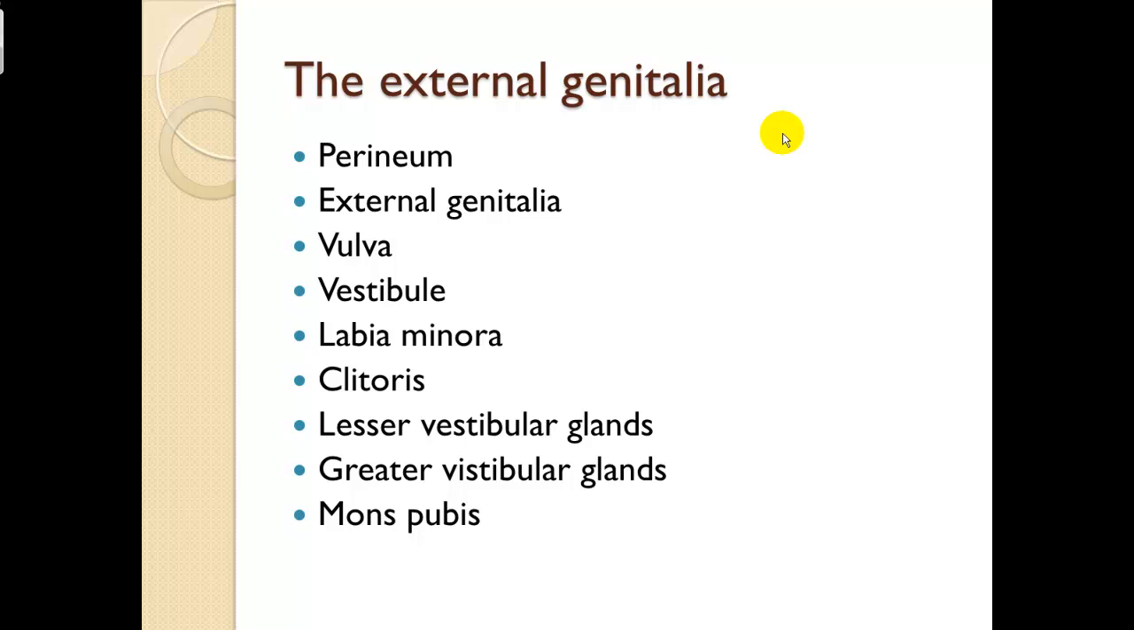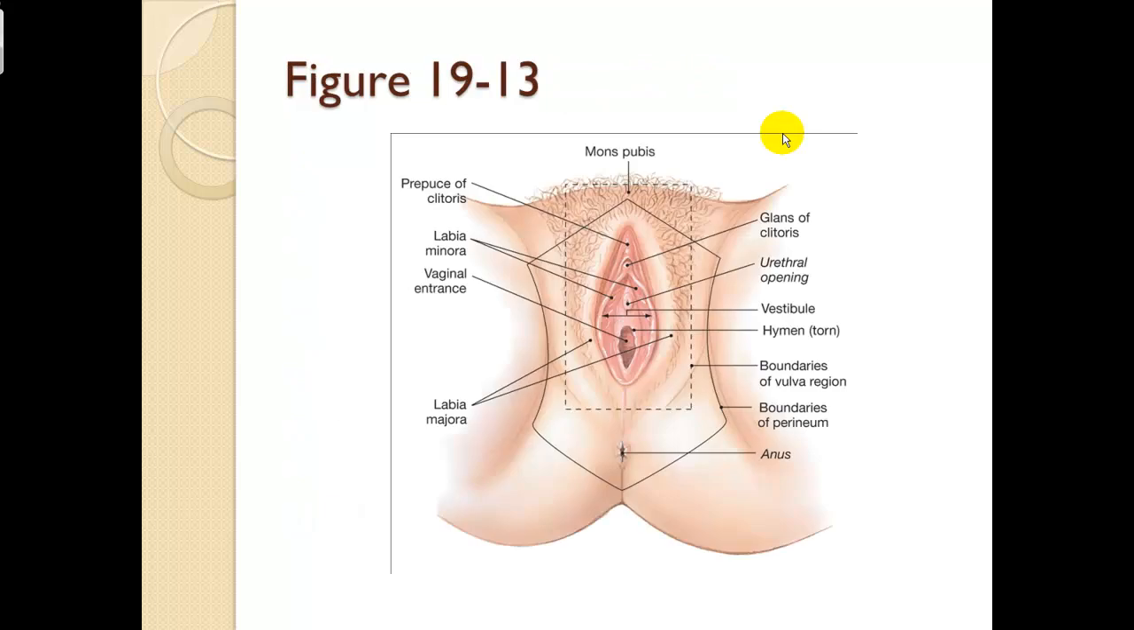External genitalia. Perineum, external genitalia, vulva, vestibule, labia minor, clitoris, lesser vestibular glands, greater vestibular glands, mons pubis. Symphysis pubis or mons pubis, clitoral area here. Urethral opening, if you're ever starting a urinary catheter, be sure it's under the hood. Hymen, if it's there. Vaginal entrance. Labia majora, labia minor.